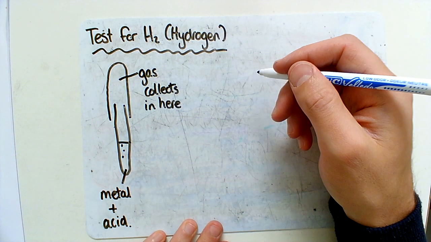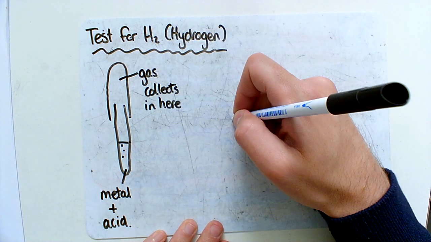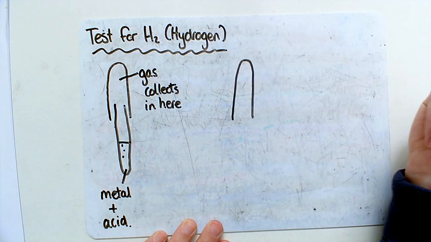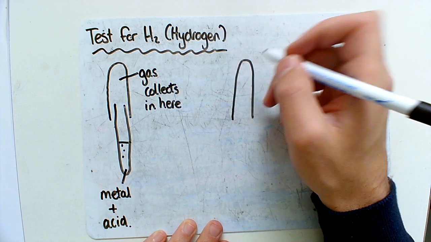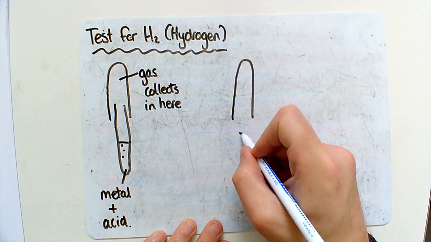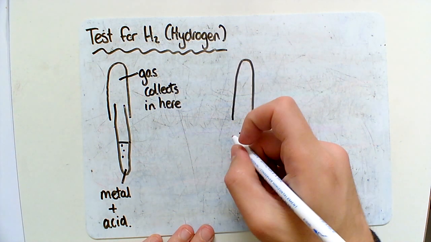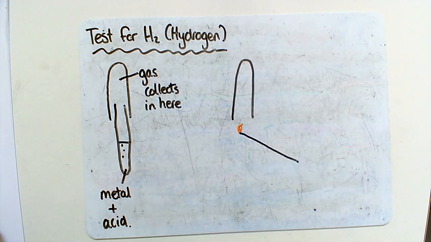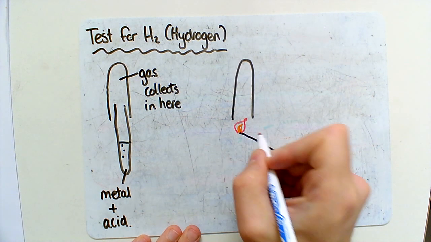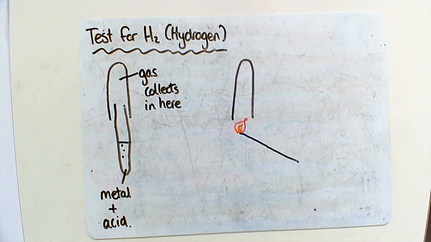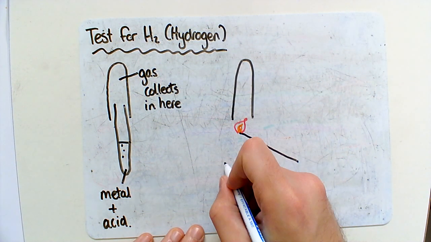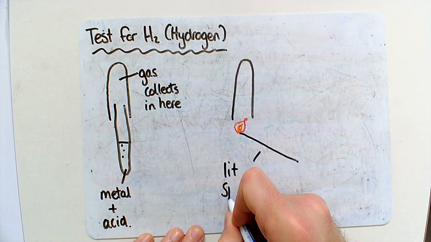Now if you keep that test tube upside down like that, you should still have some hydrogen in here. What you do is you take a splint, that's just a piece of wood that you set alight, and you have to make sure that it's lit. So it can't just be a glowing splint, it has to be one that's on fire. And you hold it up here, so that is a lit splint.